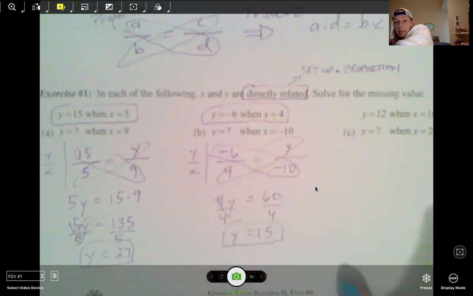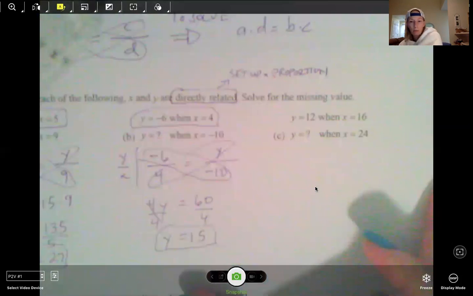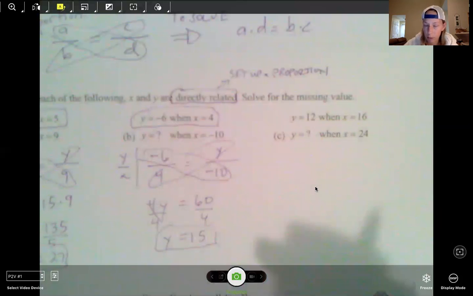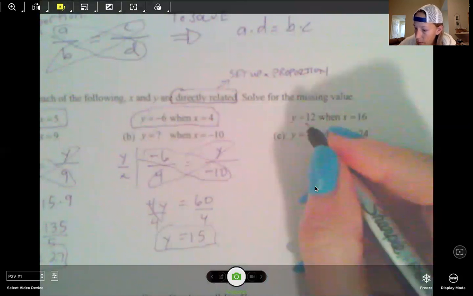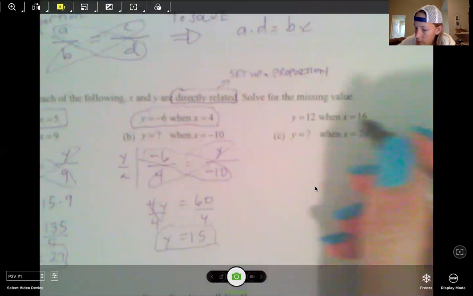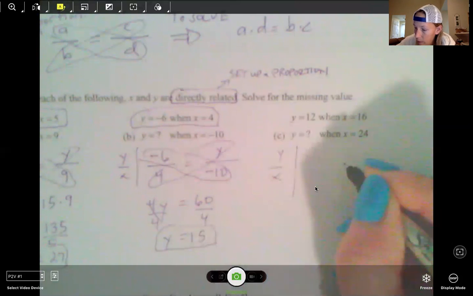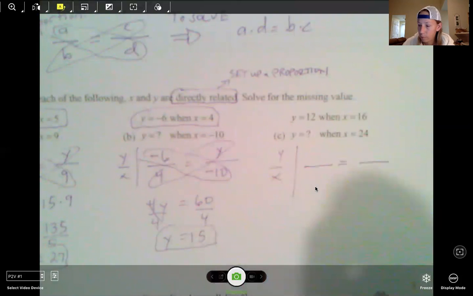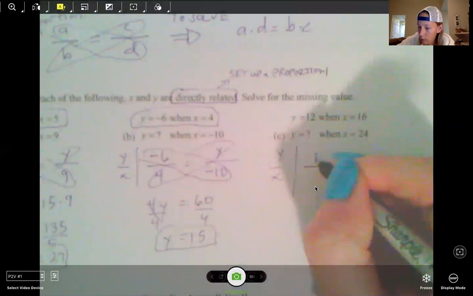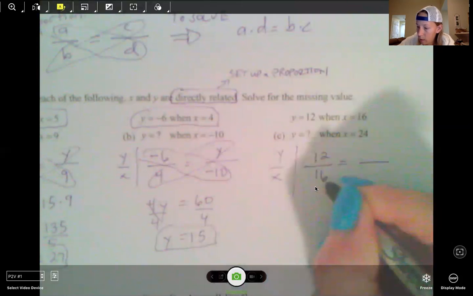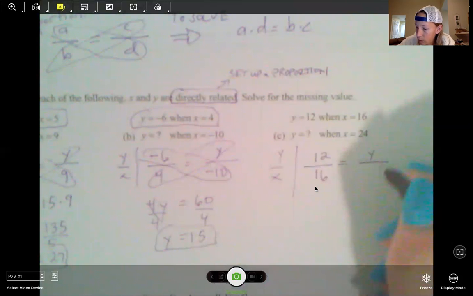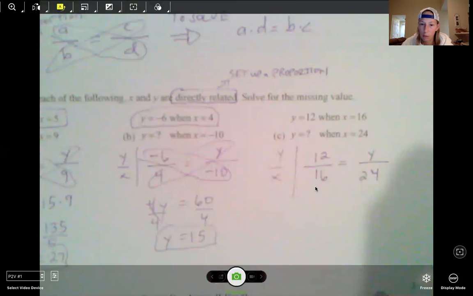Okay, and then let's do the last example, and then we'll look at how we can apply this to some word problem scenarios. So same thing, y is 12 when x is 16. So we're going to put y on the top, x on the bottom. I again set up my blank proportion so I can just fill in numbers. So y is 12 when x is 16. We want to know what y is when x is 24. So these are a little bit bigger numbers. I can't even do this math in my head.